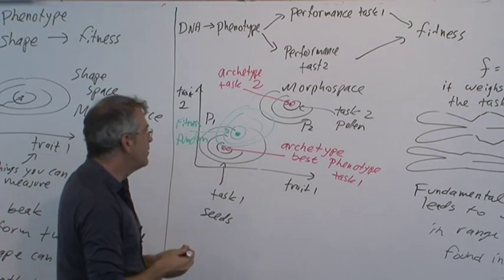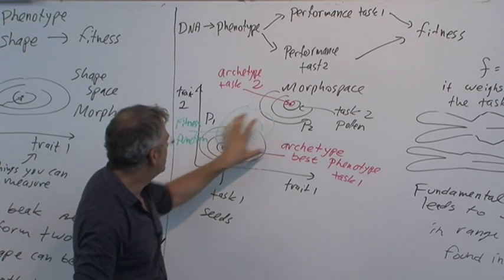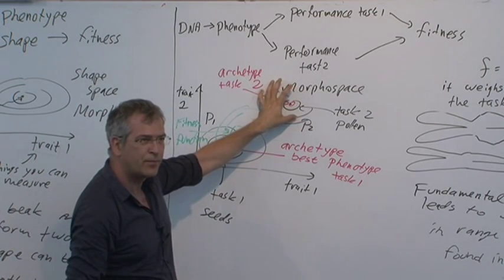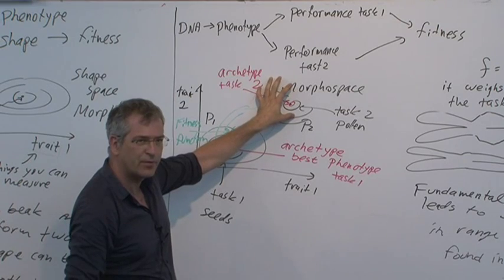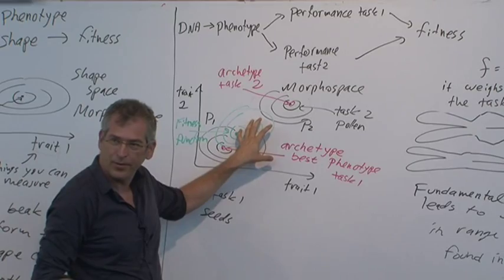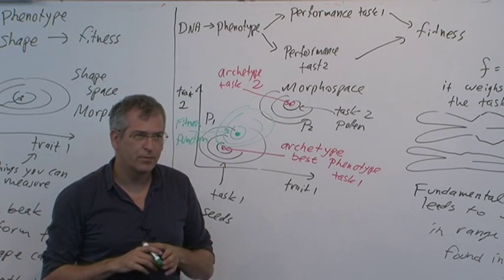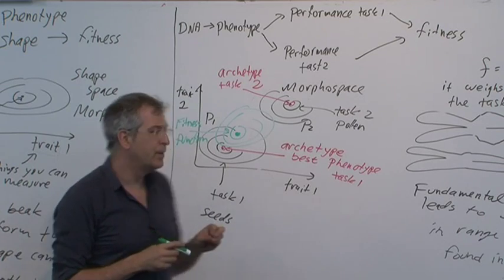And if I had a niche where pollen is more important, the fitness function, which is a combination of these two, will be shifted up to here. And if it's a generalist that needs to do both, the fitness function will have a maximum somewhere in the middle. Did I explain myself?